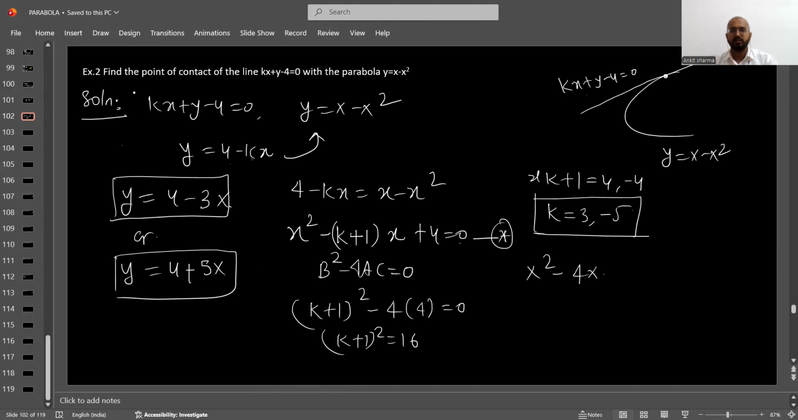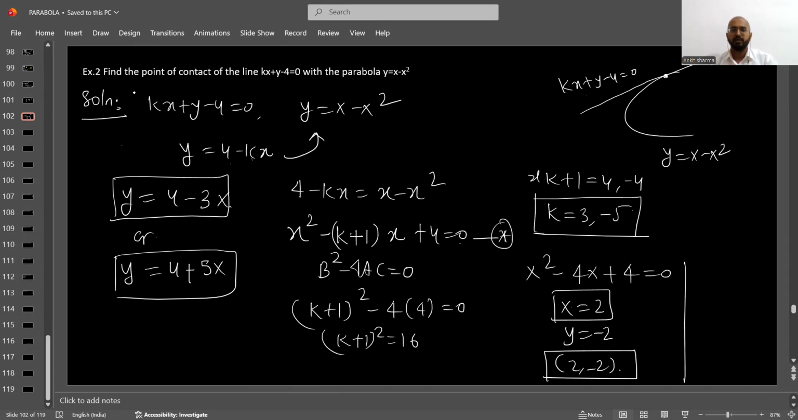Which is 4x, and then plus 4 is equal to 0. That means I get x is equal to 2. So when x is 2, my y is going to be 2, 4 minus 6, which is minus 2. So 2 comma minus 2 is going to be the point of contact.